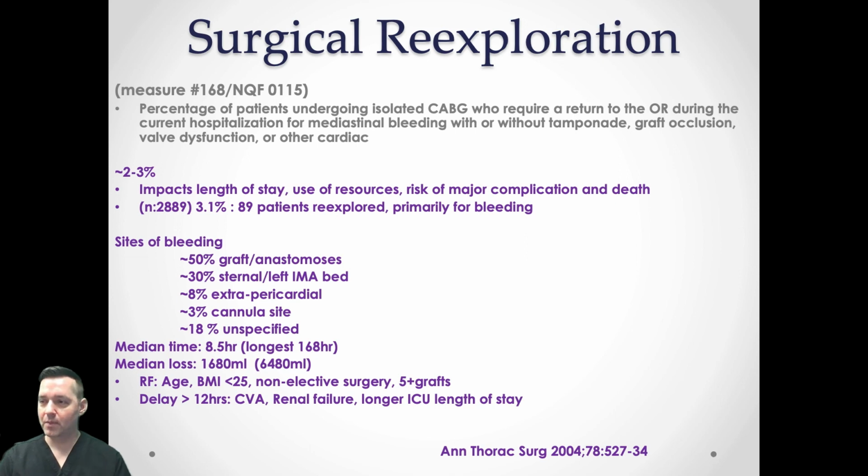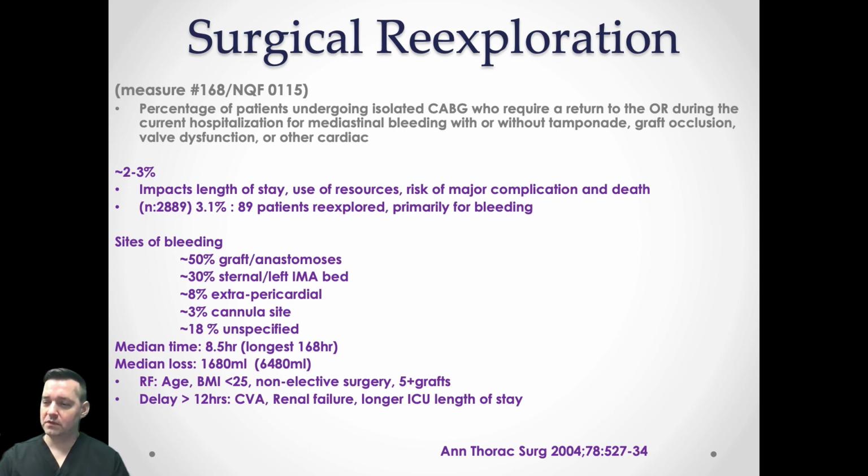When you take people back, again, this isn't that common. We think about 3%, but we know if you take them back, they're going to do worse. So there better be a reason to take them back. Sites of bleeding: at the graft and anastomosis in CABG, very common. Remember, like we talked about, that IMA bed, where you harvested and how you harvested. Cannulation sites, in the aorta or the atrium, are not as common.